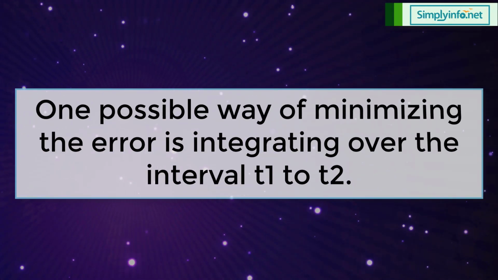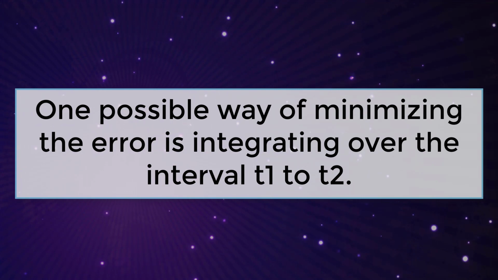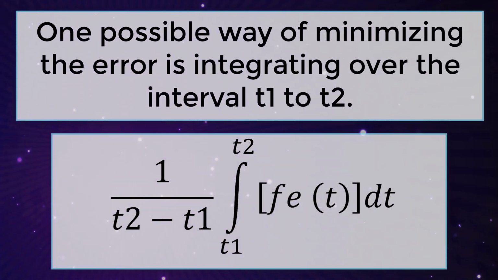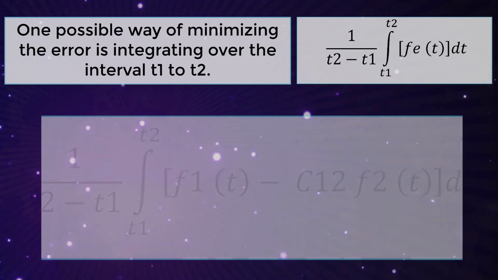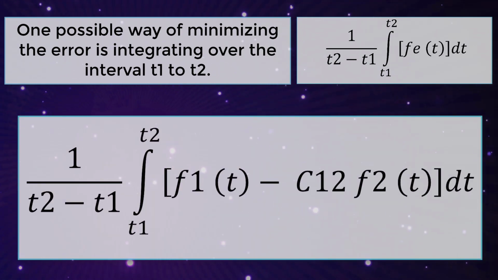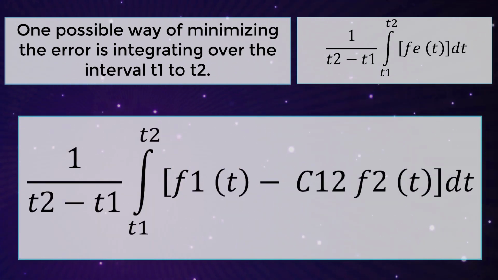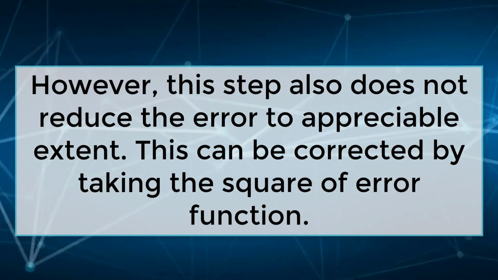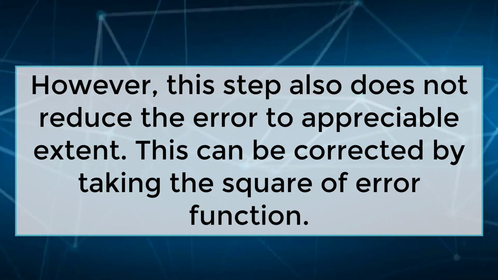One possible way of minimizing the error is integrating over the interval t1 to t2: 1/(t2 - t1) times the integral from t1 to t2 of fe(t) dt, which is 1/(t2 - t1) times the integral from t1 to t2 of [f1(t) - c12 f2(t)] dt. However, this step also does not reduce the error to an appreciable extent.